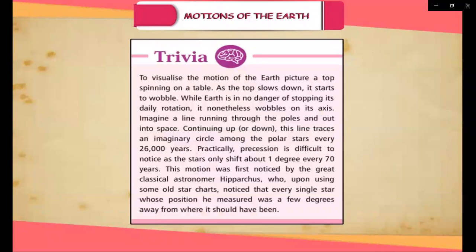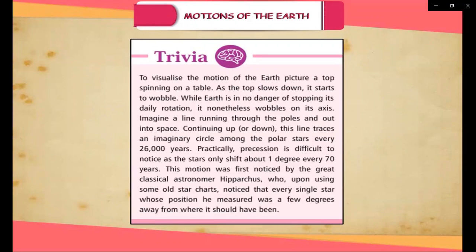Trivia. To visualize the motion of the Earth, picture a top spinning on a table. As the top slows down, it starts to wobble. While Earth is in no danger of stopping its daily rotation, it nonetheless wobbles on its axis. Imagine a line running through the poles and out into space. Continuing up or down, this line traces an imaginary circle among the polar stars every 26,000 years.